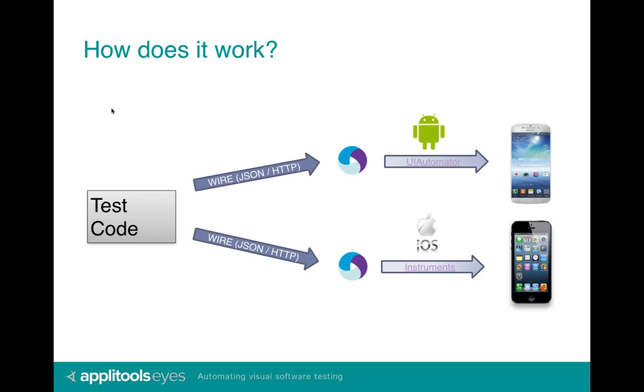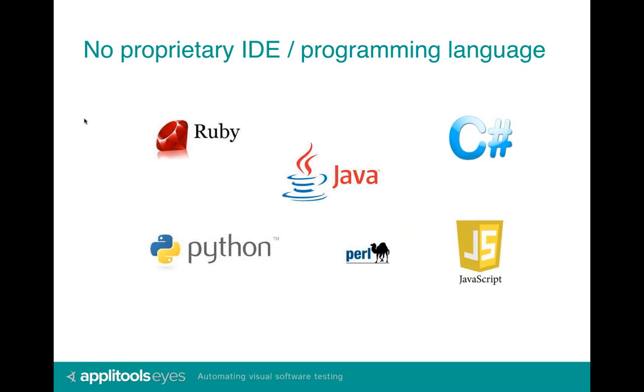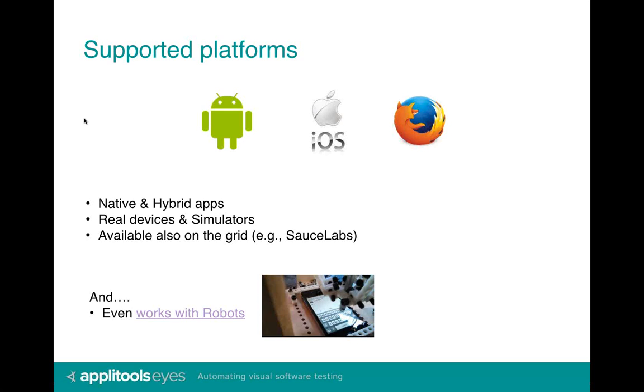You can write Appium tests in all of the most popular languages, such as the ones you see here. It's open source, so it's Apache license. And the supported platforms are currently Android and iOS, which are the most popular, and also Firefox, which comes with an automation framework that's already built in Firefox OS.